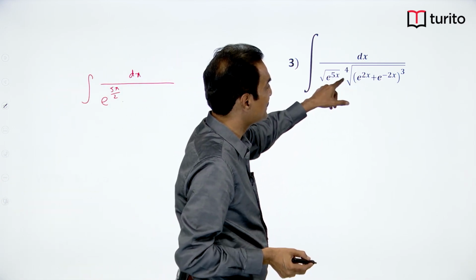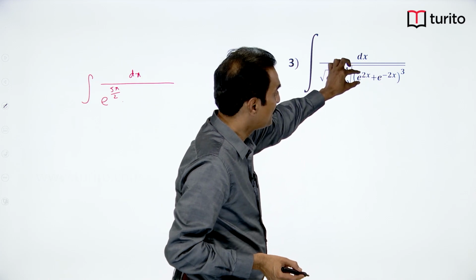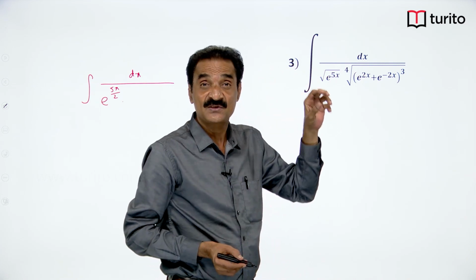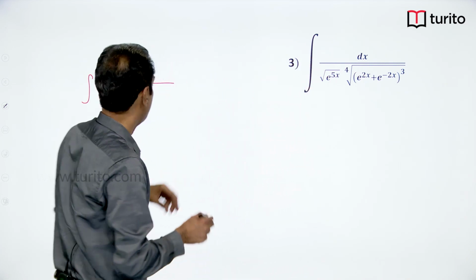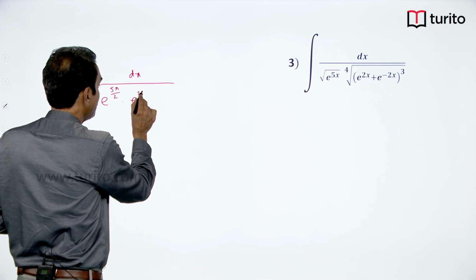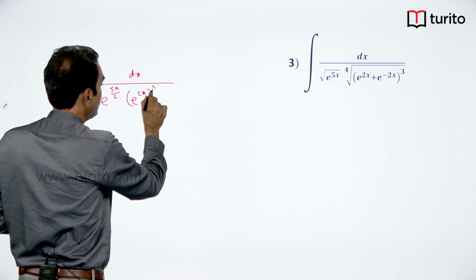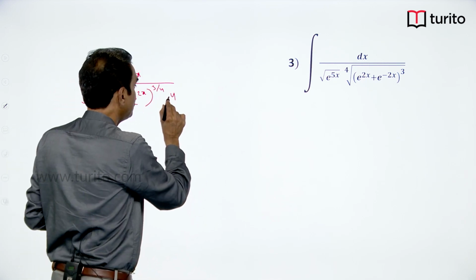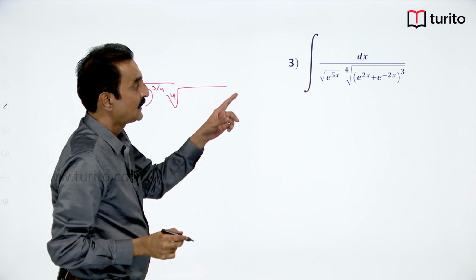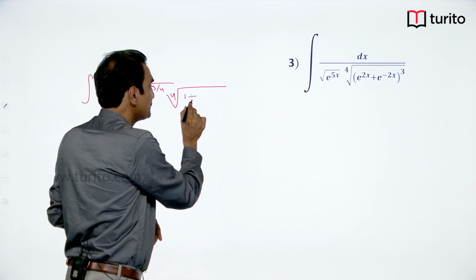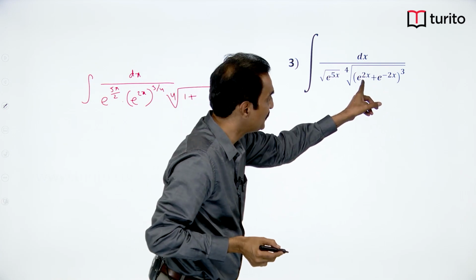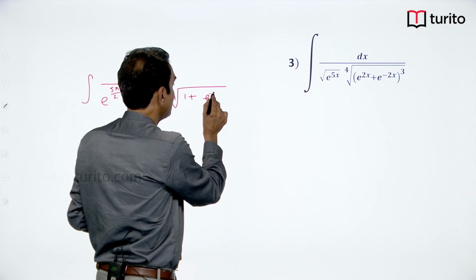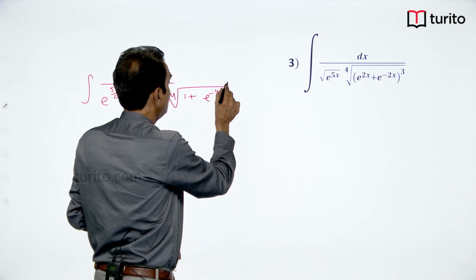Take e power 2x common from this bracket. E power 2x becomes e power 2x whole cube whole power 1 by 4 means e power 2x whole power 3 by 4. Now, what is the remaining fourth root of? One plus, we have taken e power 2x common, so e power 2x becomes 1, this becomes e power minus 4x dx.